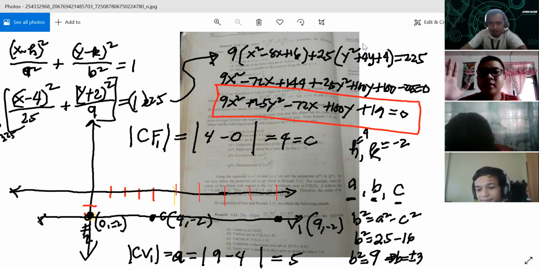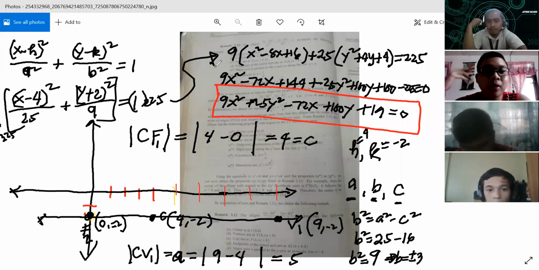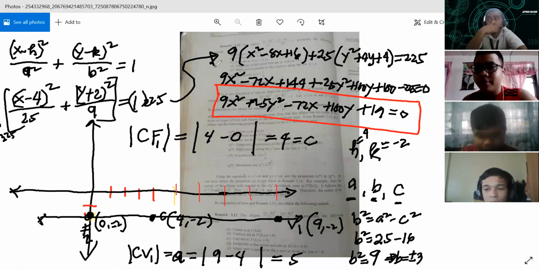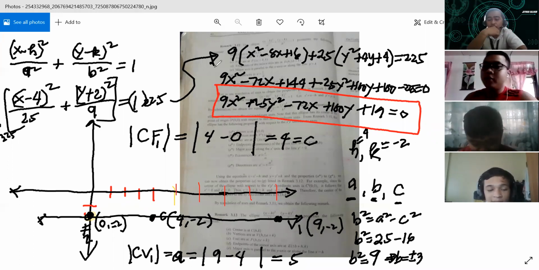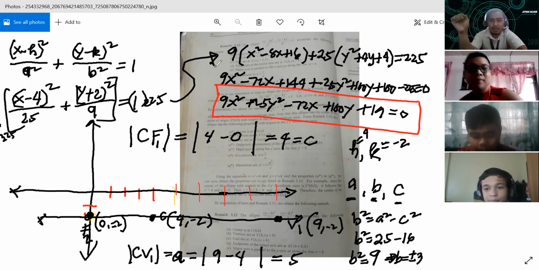Yes, Jetro? Excuse me, sir. Kung equal ang a og b, automatically circle na siya, sir? Circle, yes. We will have another discussion after we discuss the hyperbola, wherein we combine all of the 4. Yes, that's correct, Jetro. If a and b are equal, then the result is a circle.